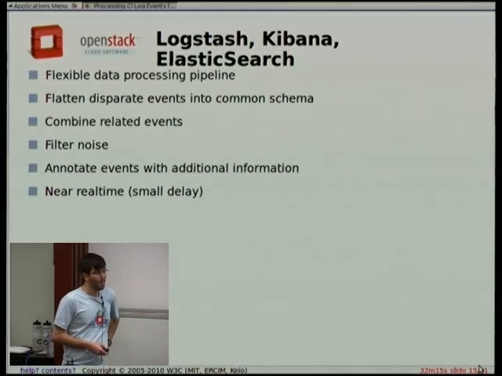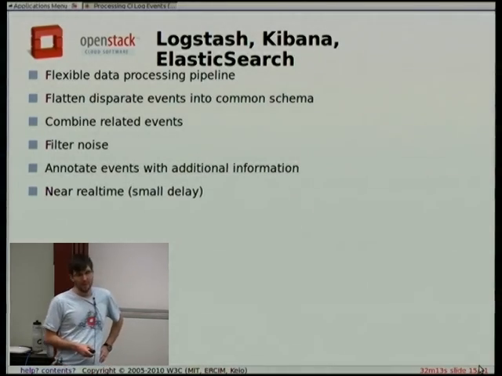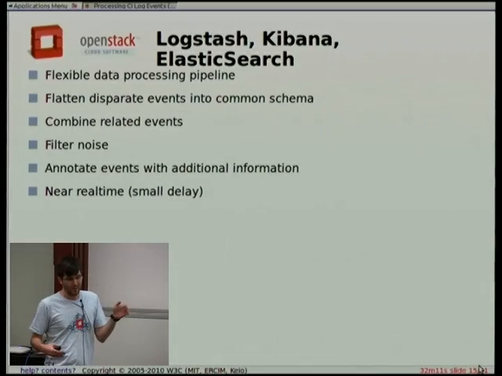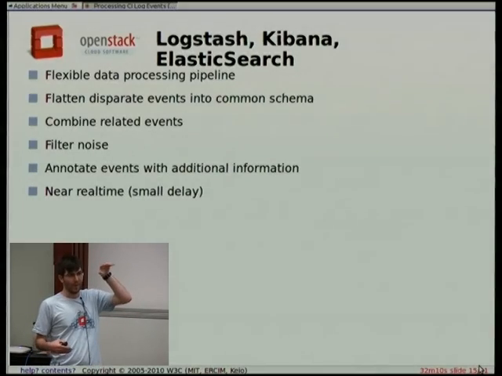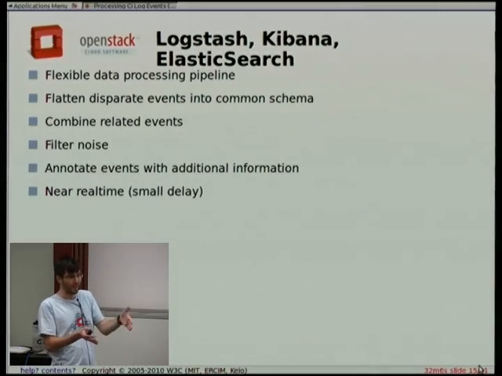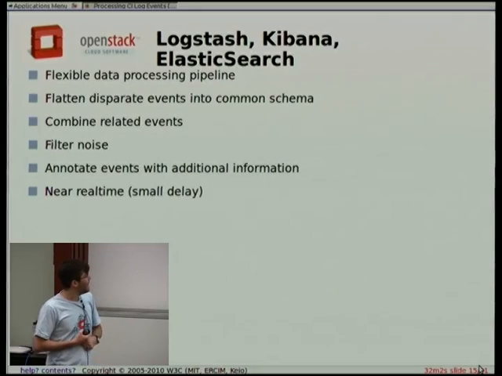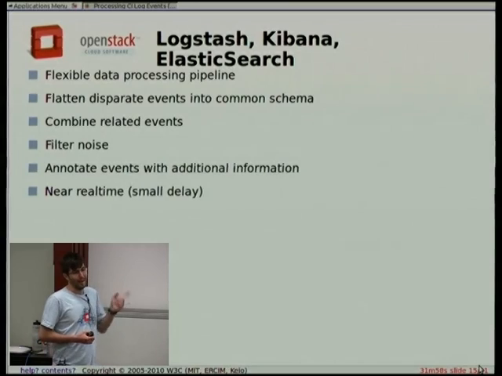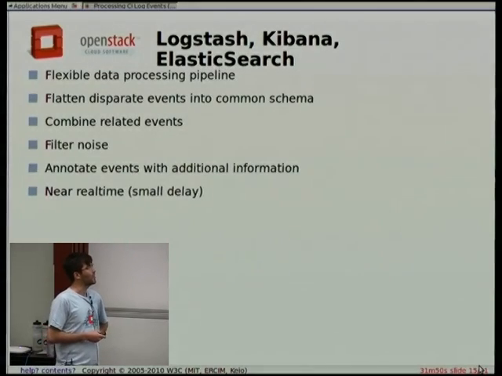We also want to be able to combine related events. So, a stack trace might show up as 10 different log lines or something. We need to be able to combine those together as a single stack trace so that we can look at it as a single entity. And then filtering noise is actually important. I'm going to talk a little bit later about how we can't index everything. So filtering is really important. And then we can annotate events with additional information, which is really cool.